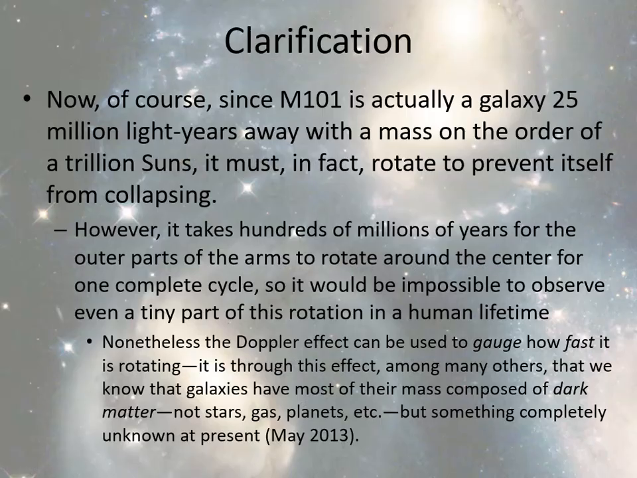Now, the thing itself is actually 25 million light years away. It has a mass of something like 1 trillion suns. It's a bigger spiral galaxy than the Milky Way. Its diameter is something like 180,000 light years. But I should mention, the thing is rotating. We know that it's rotating. We can measure at least a component of its rotation, but that's using the Doppler effect to measure the velocity.